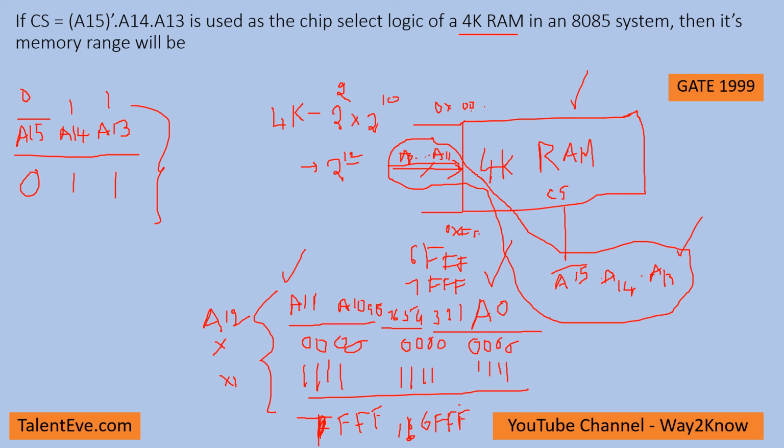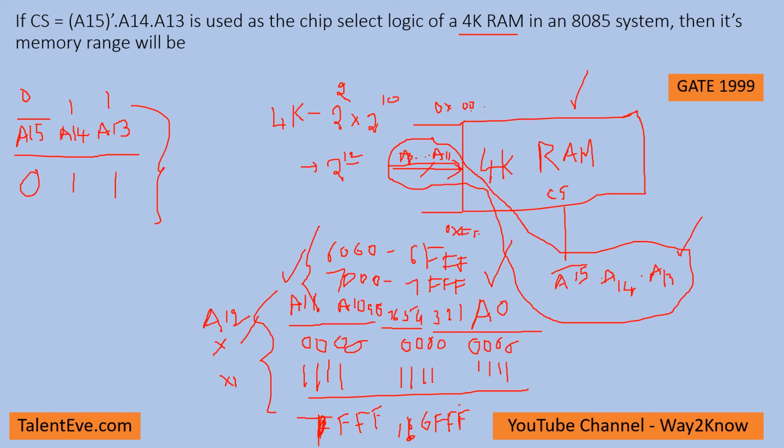This depends on A12, because we are not clear what the condition is, it is not given, so we are assuming that it could be either 0 or 1. Now considering the minimum memory location, similarly if you put 0 here, it will be 6000, and if you put 1 here, it is 7000. So these are the two memory address ranges where this 4K RAM could be.